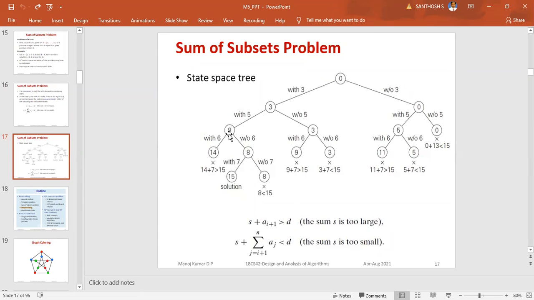So 8. Now with 6, it comes to 14. Without it, it goes to 8. So with 7, without 7. With 7 it goes to 15. Without 7 it goes to 8. So 14.